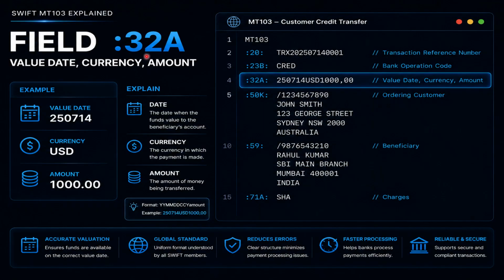Field 32A. Field 32A contains three important pieces of information. First, the value date. Second, the currency. Third, the amount. For example, 250714USD1,000.00. This means the payment value date is July 14, 2025. The currency is US dollars, and the transfer amount is 1,000 US dollars.